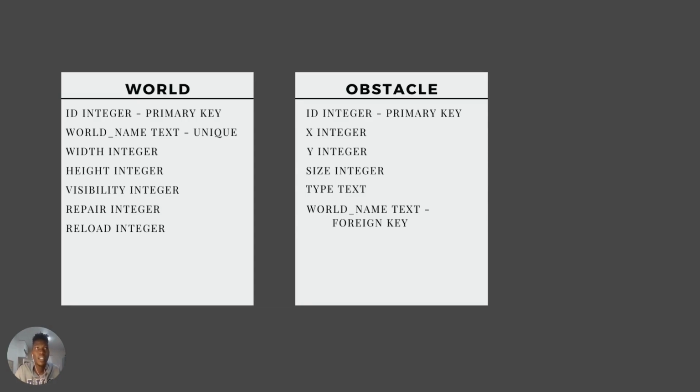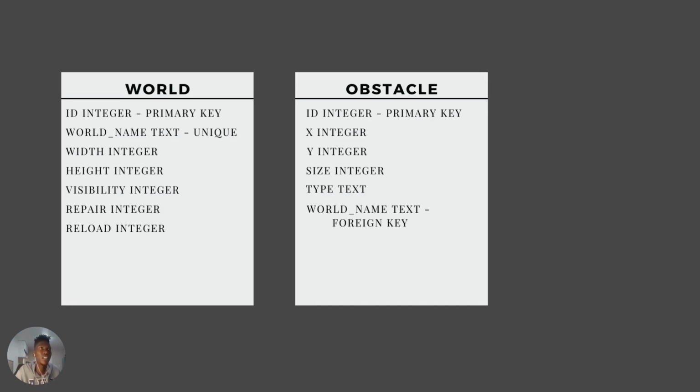As you can see, in our database we have two tables, the world table and the obstacle table. For our world table, we have an ID. We have an ID for both tables, which has the primary key constraint. So each obstacle or each world will be identified by its ID, which is unique, and it's a primary key. Then the world will have a world name, which is unique.